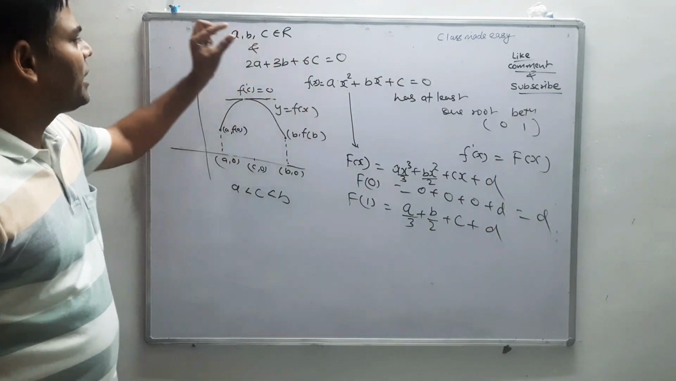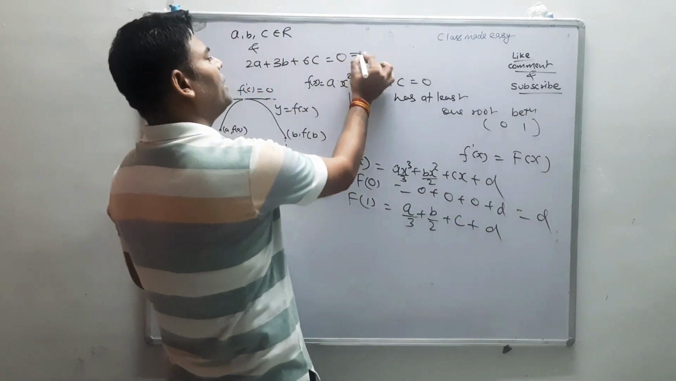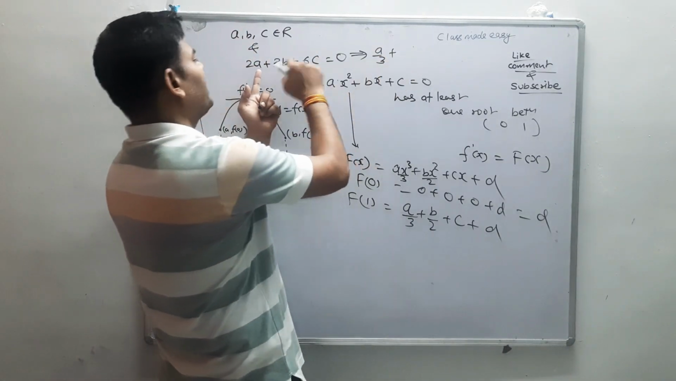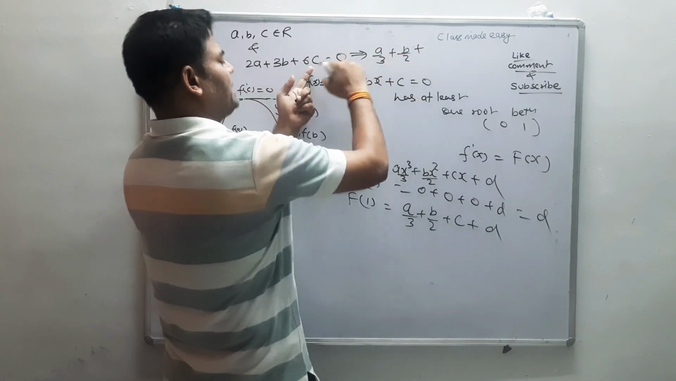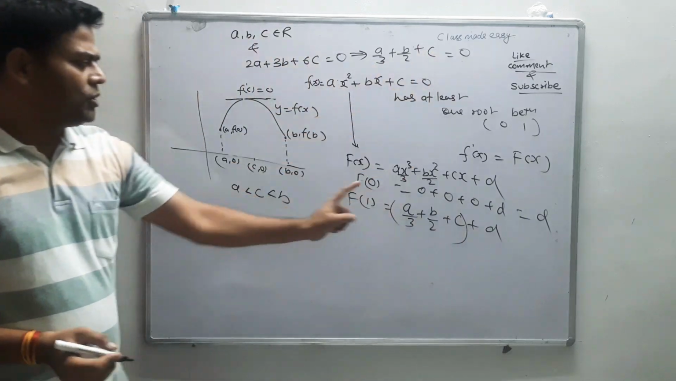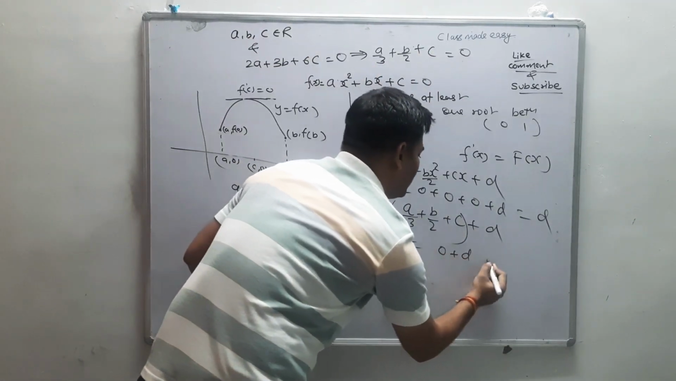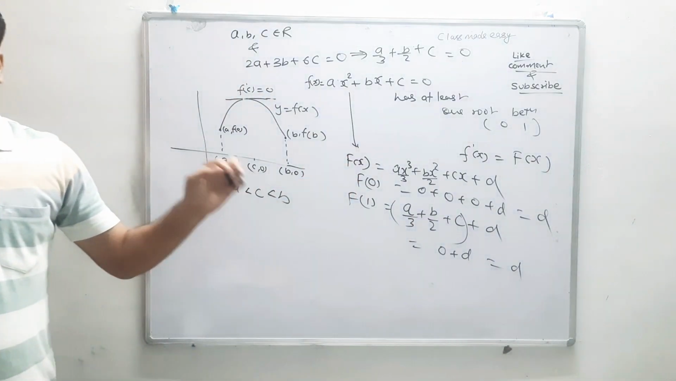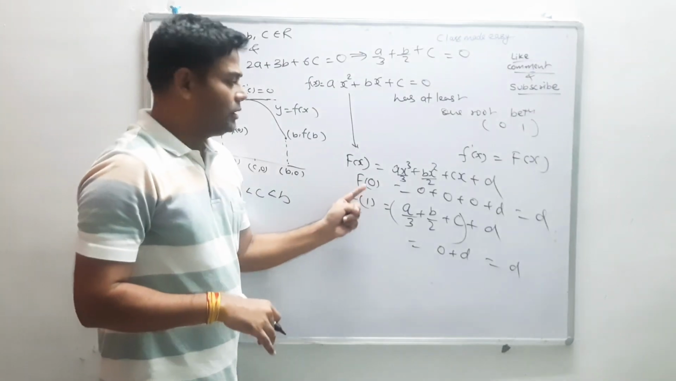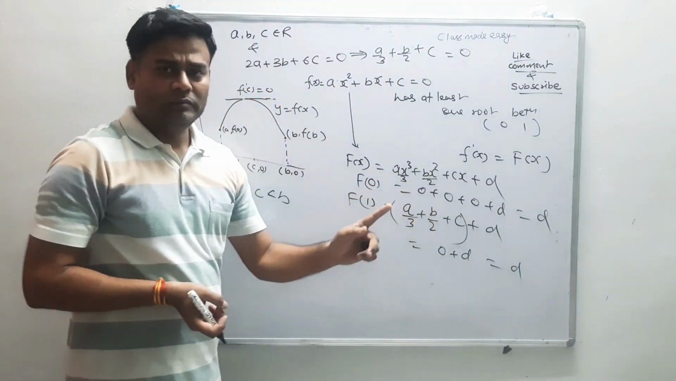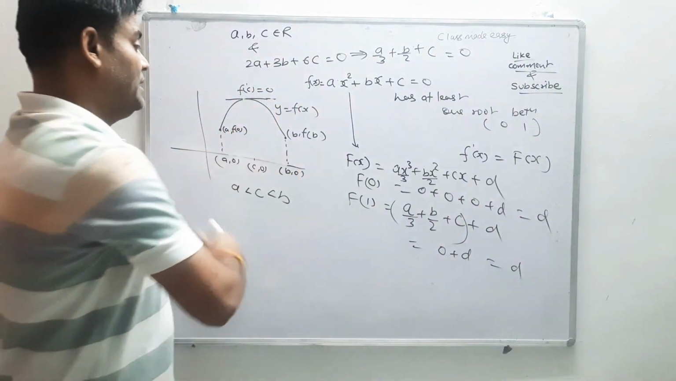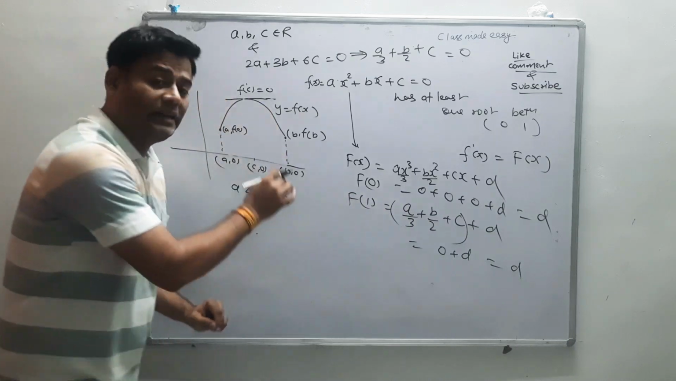Now by the given condition, if you divide by 6, you will get the same result: a by 3 plus b by 2 plus c, and that is 0. By that condition, that value is 0. So 0 plus d is again d. So the integral of the function gave the same answers on the extreme points 0 and 1. That means this is a differentiable and continuous function.